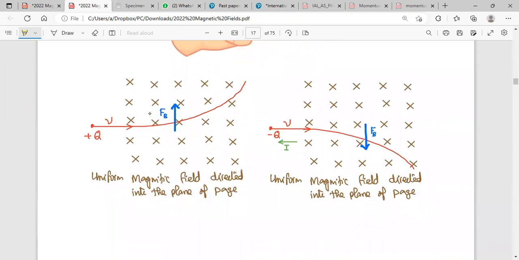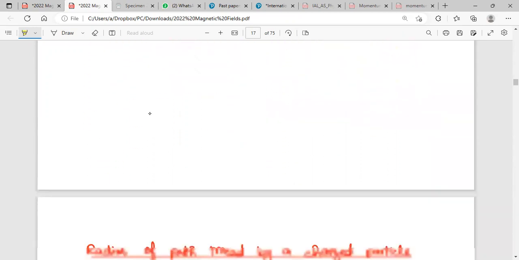So you can apply the rule again here. For the positive charge, the force is upward, that's why it moves upward. For the negative charge, the force is downward, that's why it curled in the downward direction.